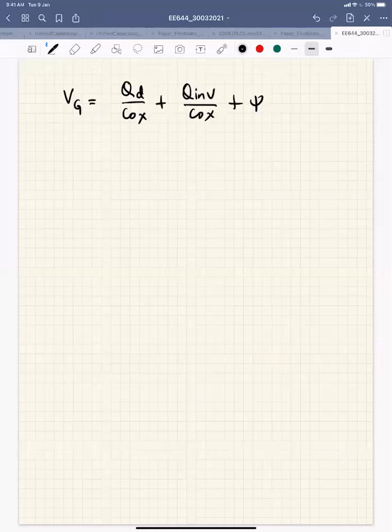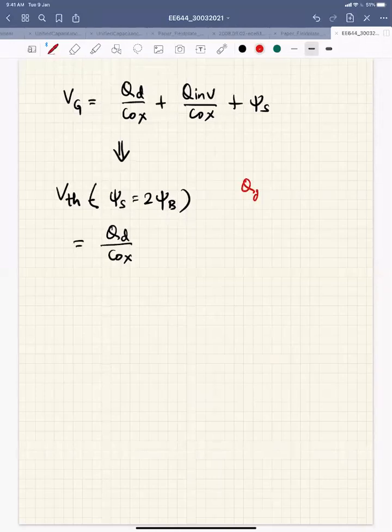And also we derived, again let me write down, Vg is Qd by Cox plus Q inversion divided by Cox plus psi s. From here we also wrote down the threshold voltage equation. At the threshold voltage, this will happen when the surface potential becomes 2 psi b, right? And this is nothing but Qd by Cox, because I also told you last time, if you calculate, you'll see that Q inversion is less than Q depletion.